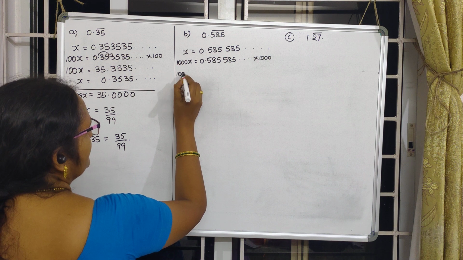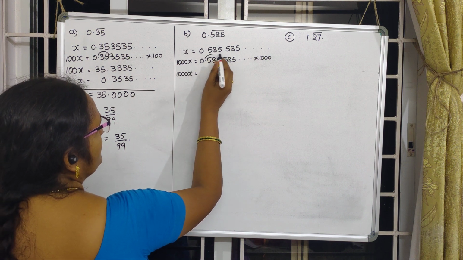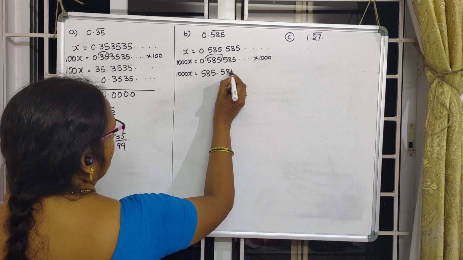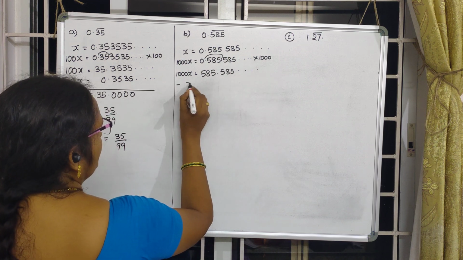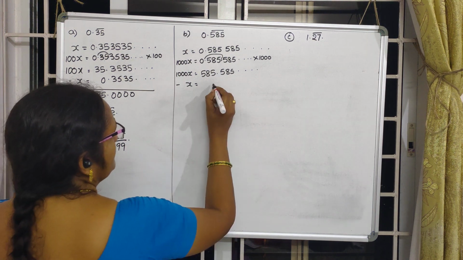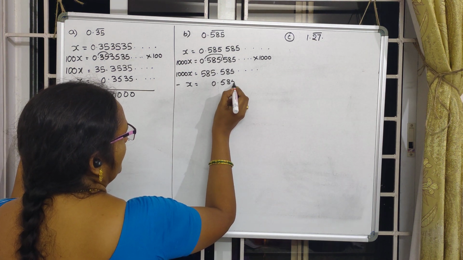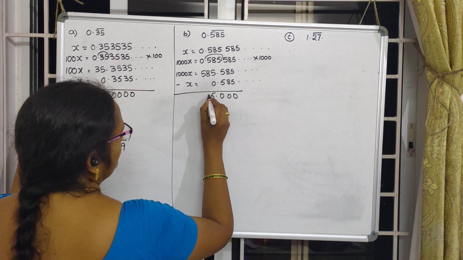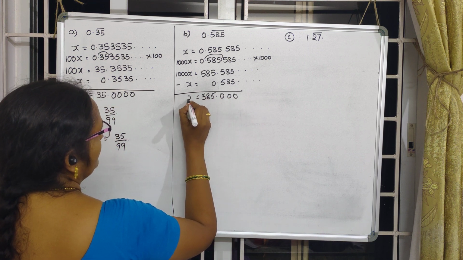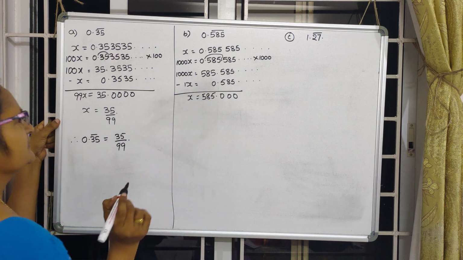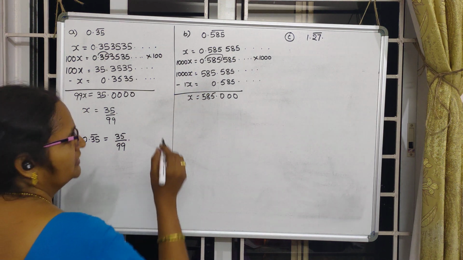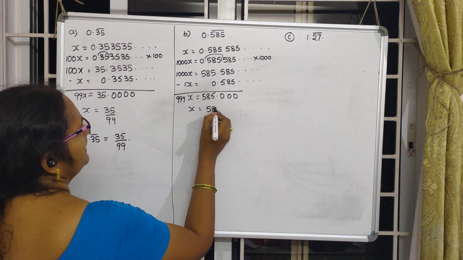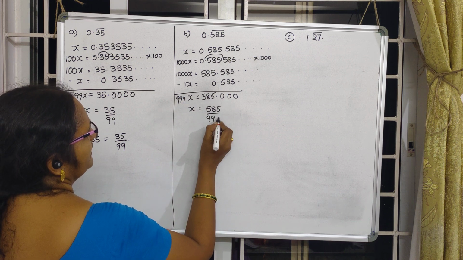So here 1000x equal to, the decimal will go 3 places, that is 585.585 and so on. From that take away the x value, that is 0.585 and so on, 0, 0, 0, 5, 8, 5 equal to the difference. Here 1x means 1000 minus 1. How much? 999. x equal to 585 upon 999.